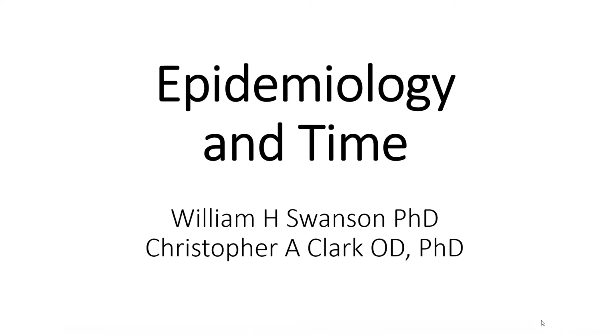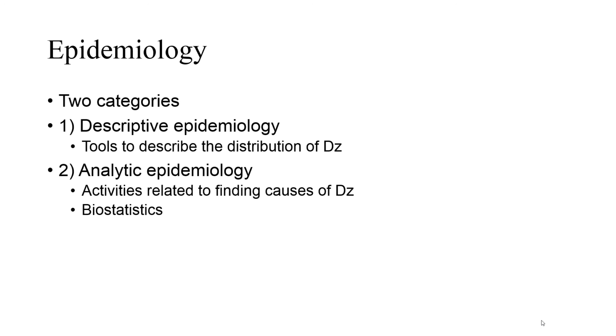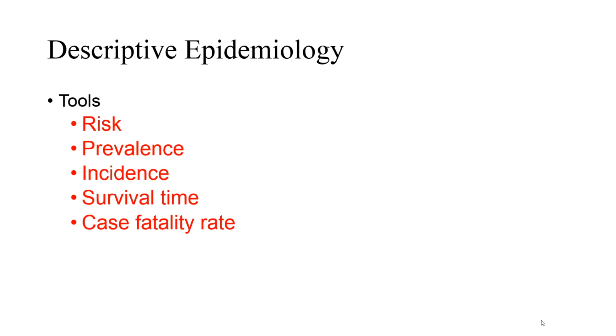This is epidemiology and time. Epidemiology has two categories. One, descriptive epidemiology. Those are tools to describe the distribution of a disease across a population or across a group of people. And number two, analytic epidemiology, activities related to finding the causes of disease and biostatistics.